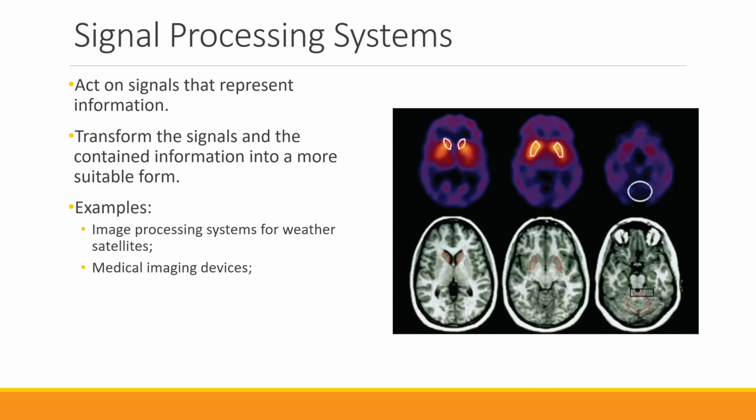And finally, we have signal processing systems, which act on signals that represent information. These types of systems transform the signals and the contained information into a more suitable form. Examples include image processing systems that are used for weather satellites. Another example is the broad class of medical imaging devices. On the right you see some examples of the data that is generated by using these types of systems.